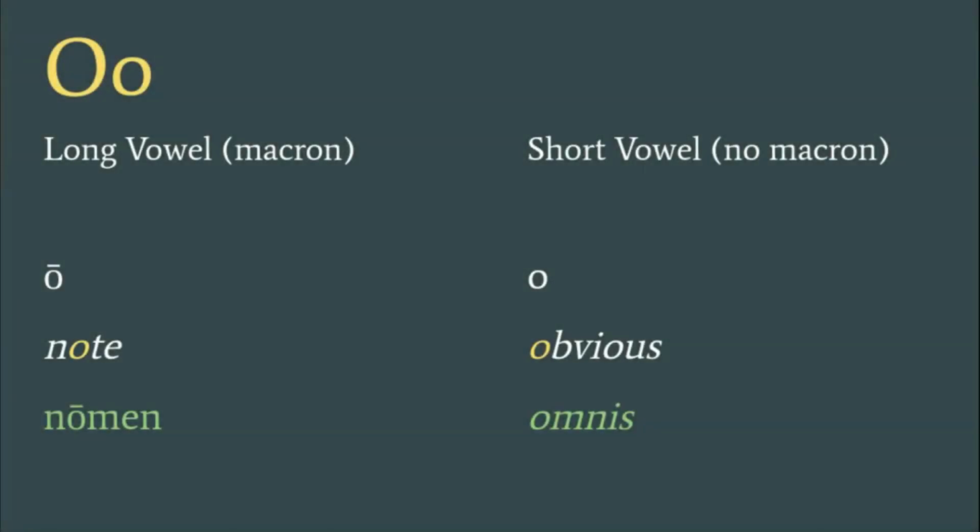Next, we have the vowel O. So the long O sounds like the O in the English word note, right? It's where you get nomen, right? It's the O sound, note. The short O sounds like the O in obvious. So it's the difference between note and obvious. In Latin, it would be the difference between nomen and omnis, right? They're making two different sounds again.